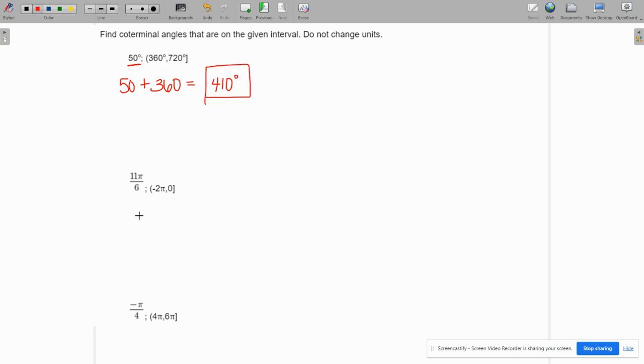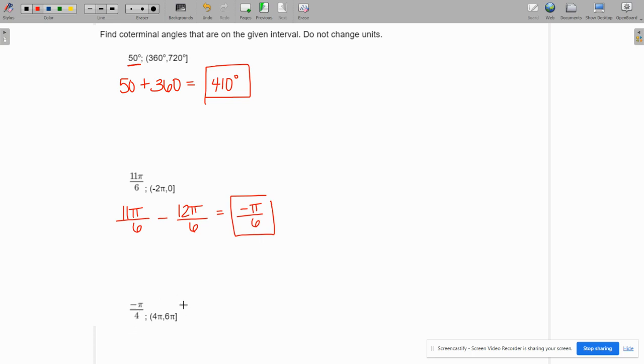So that would be our final answer. 11 pi over 6, but I want an answer between negative 2 pi and 0, which means I would have to take 11 pi over 6, and I'm going to need to subtract 2 pi as many times as necessary. So again, this would be like subtracting 12 pi over 6, so we would get negative 1 pi over 6, and that falls in that interval.